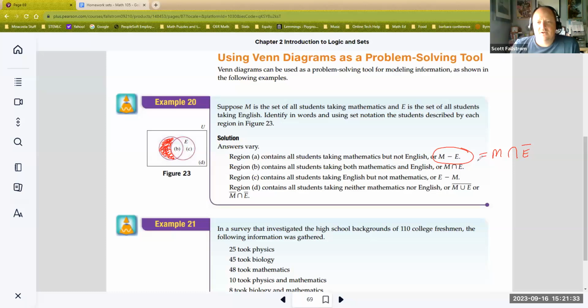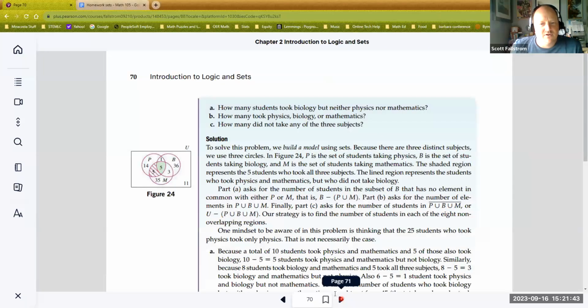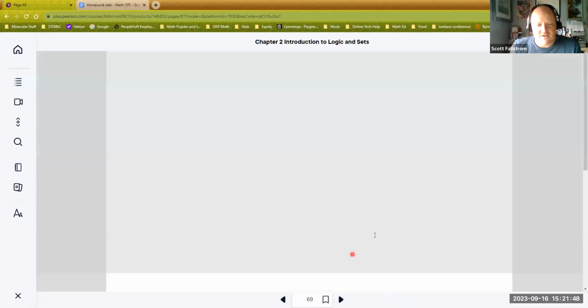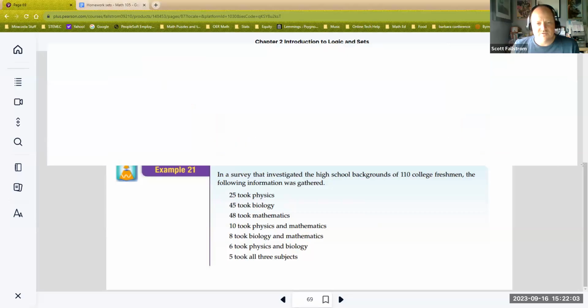Okay. Let's see here. Let's do an actual Venn diagram problem. It says the following information was gathered. This is great. Maybe let's take a look here. How many students took biology, physics? Okay, so I'm not going to look at that answer. I'm going to click back here and I'm going to say, let's do this one together. Okay, so we have a 3-circle Venn diagram because there are 3 classes, physics, biology, math. This is kind of like that chicken problem that I gave in class. Okay, so here we go.